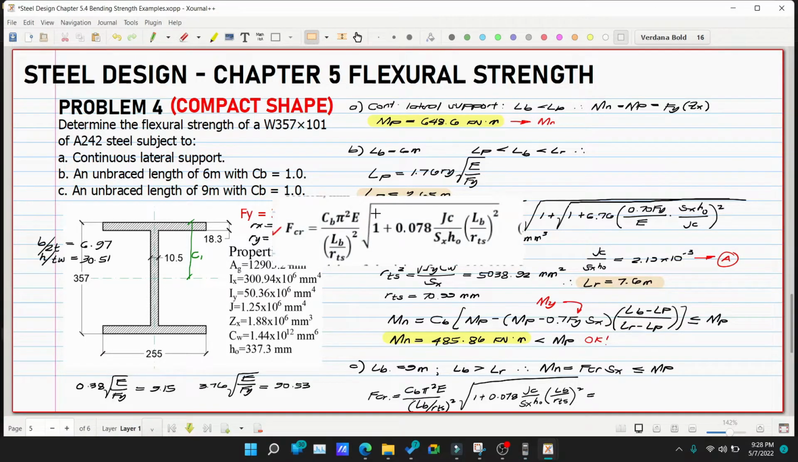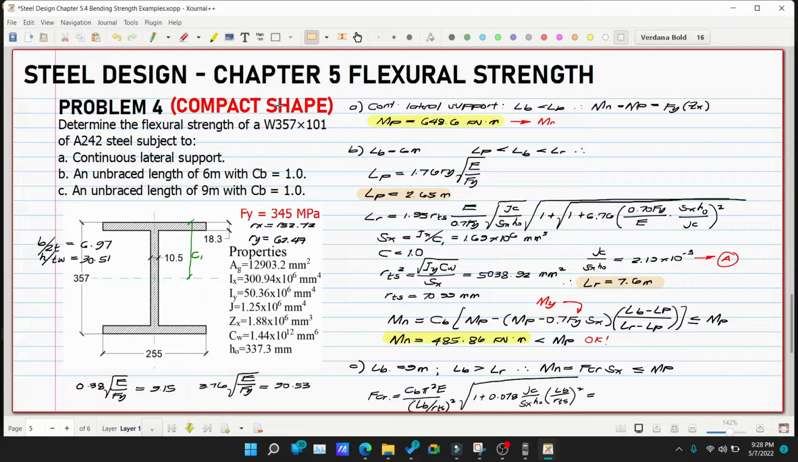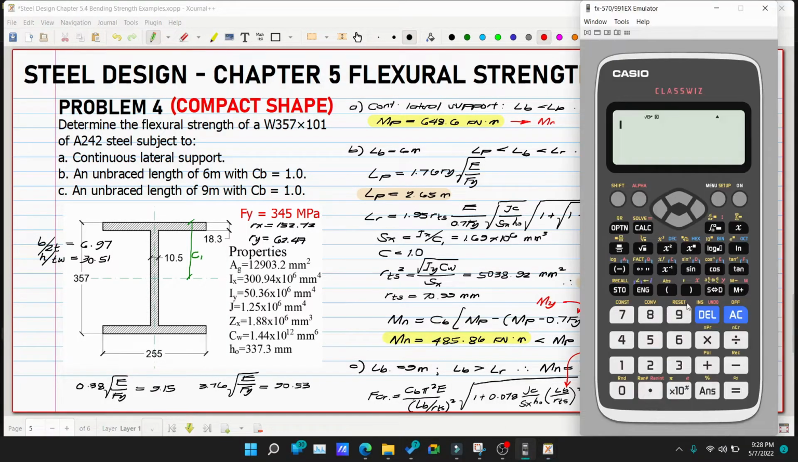Since dalawa yung ating LB over RTS, i-store na lang din natin yan. So i-store na lang natin siguro siya sa ating B. Yan. So i-store natin to sa ating alpha B. So ang ating LB is 9 meters. So 9,000 over RTS. Ang ating RTS is okay, 70.99. Then, naka-square na sila, no? Ayan. So, alpha B. So, naka-store na yan.